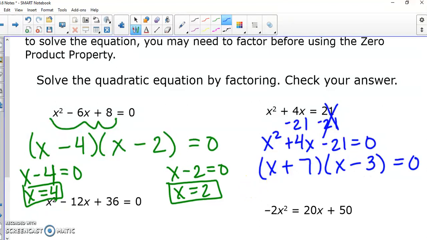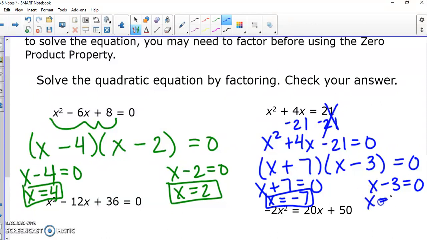So now from here I can set each one equal to 0. I'll have x plus 7 equals 0 and x minus 3 equals 0. And then my two solutions would be -7 and +3.